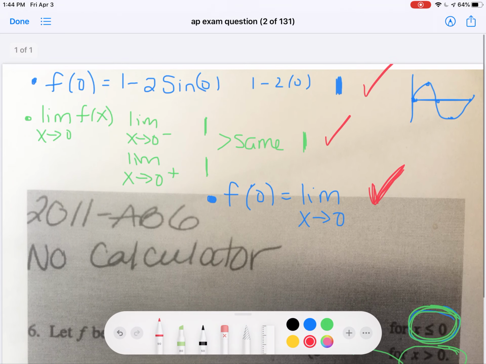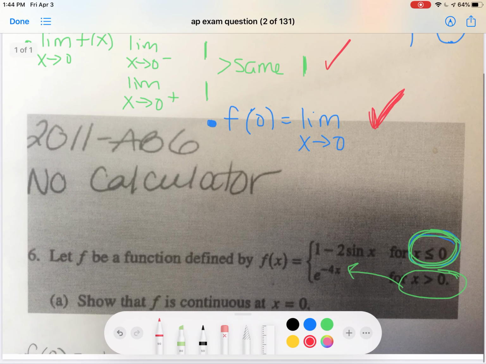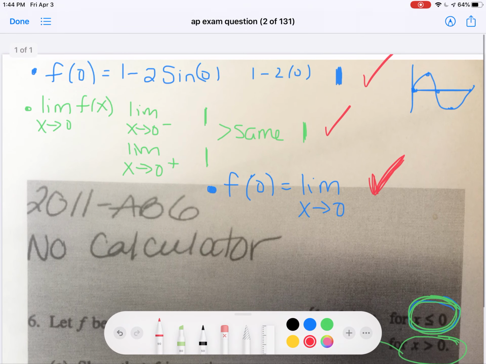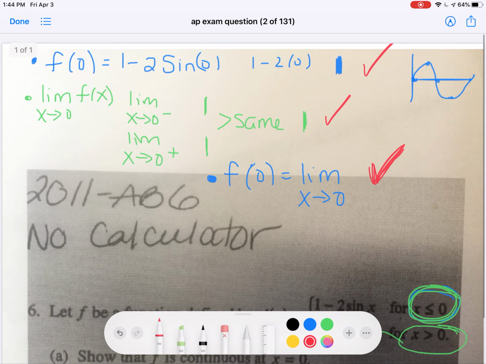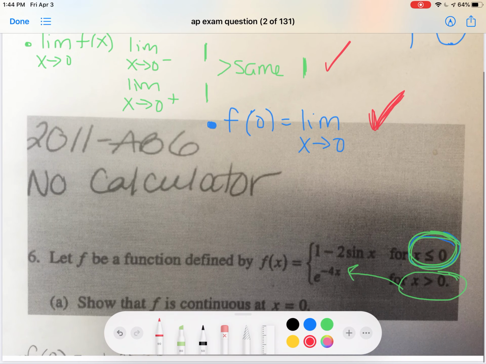So this was a nice question, and this is something we've been doing. So show that f is continuous. You showed it was continuous by using the 3-step continuity test.